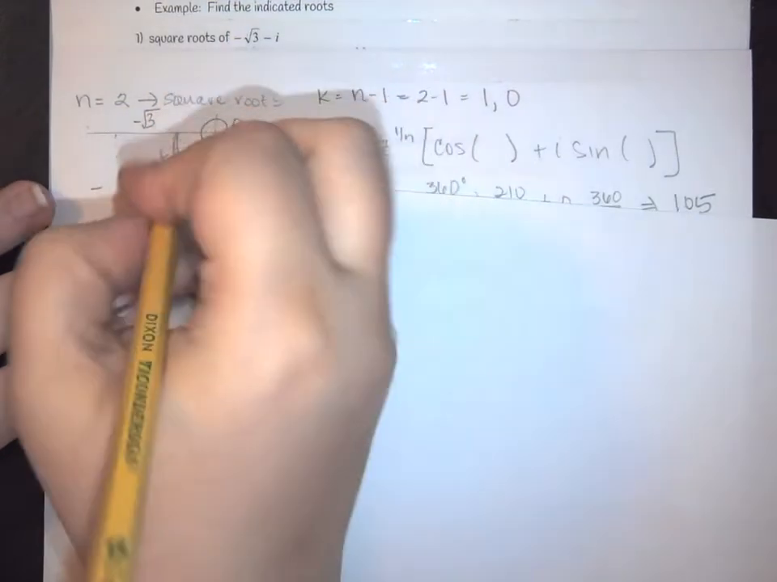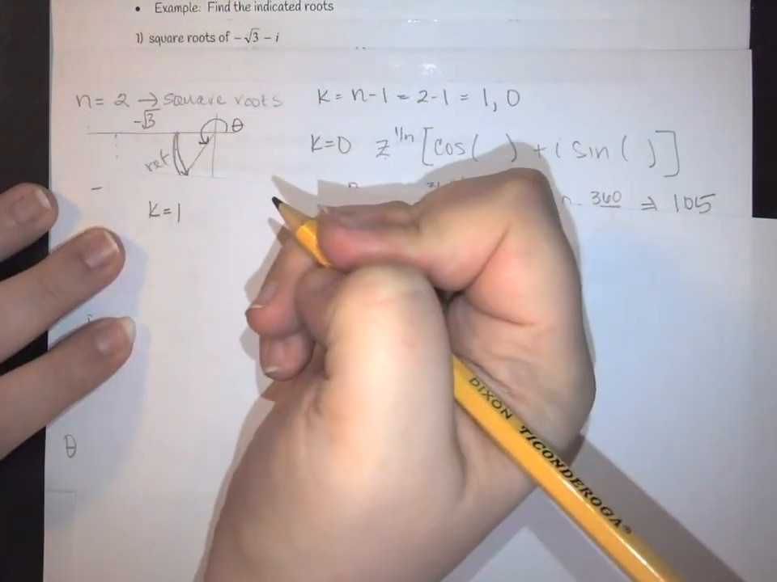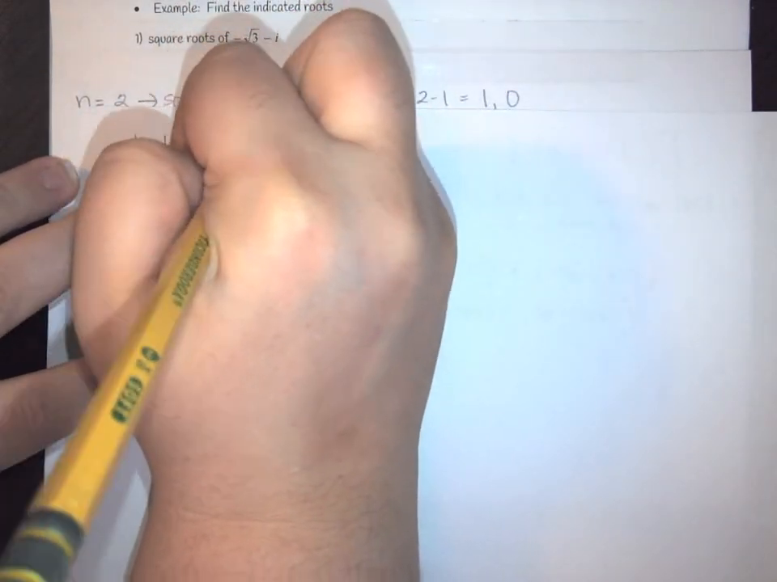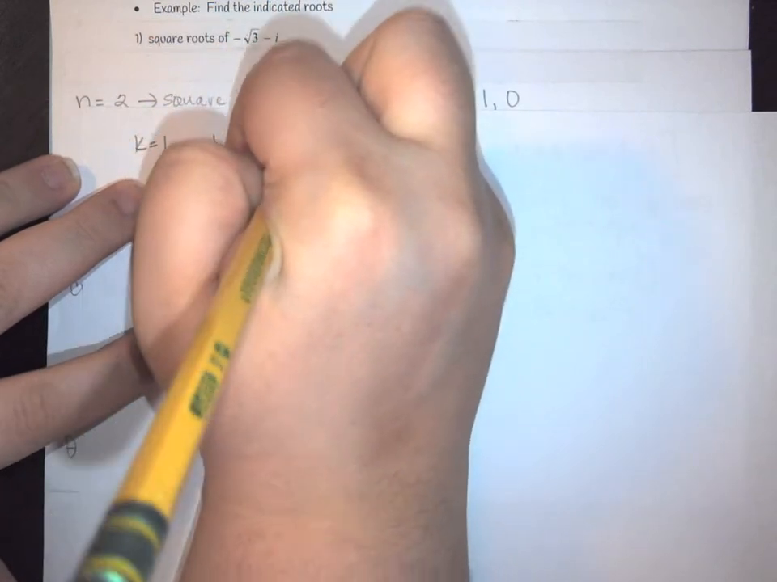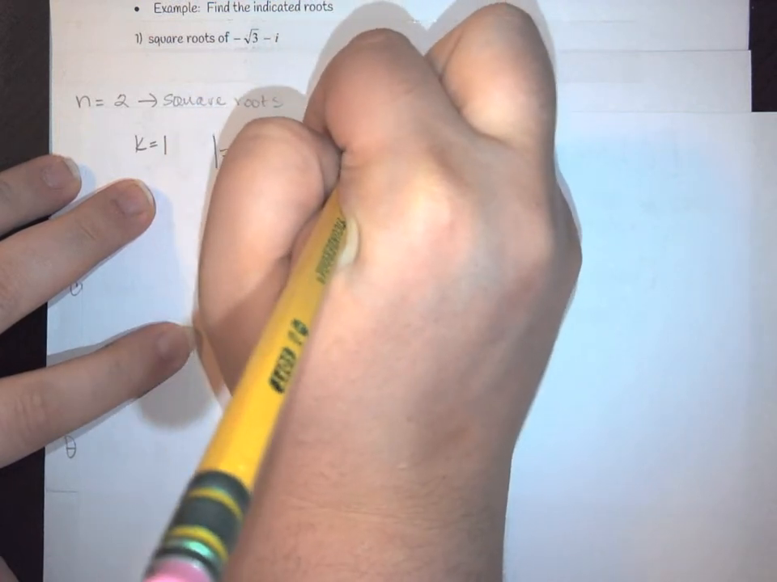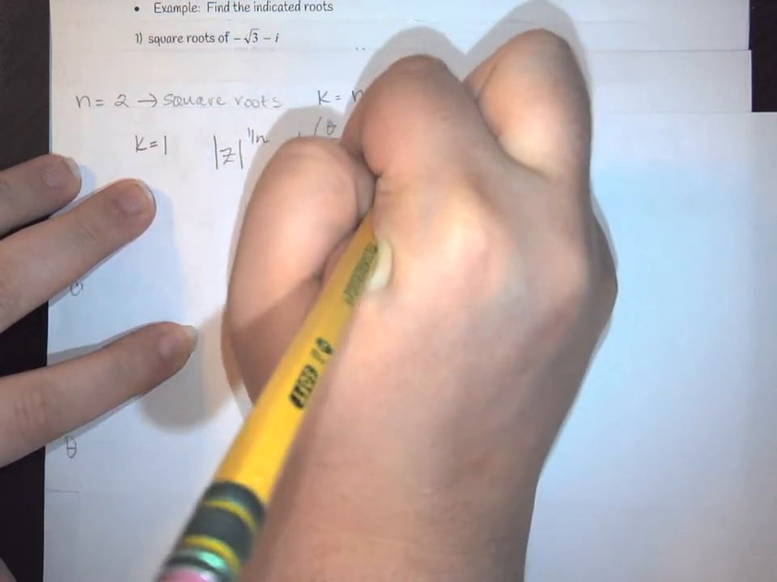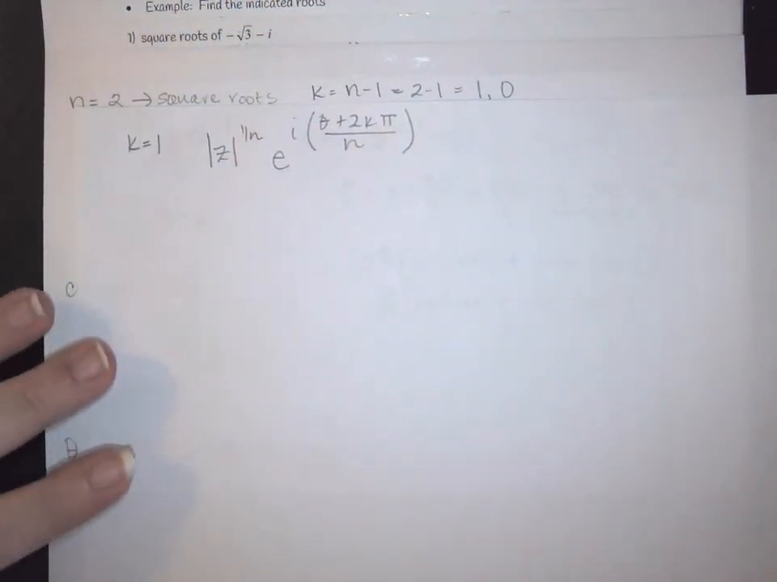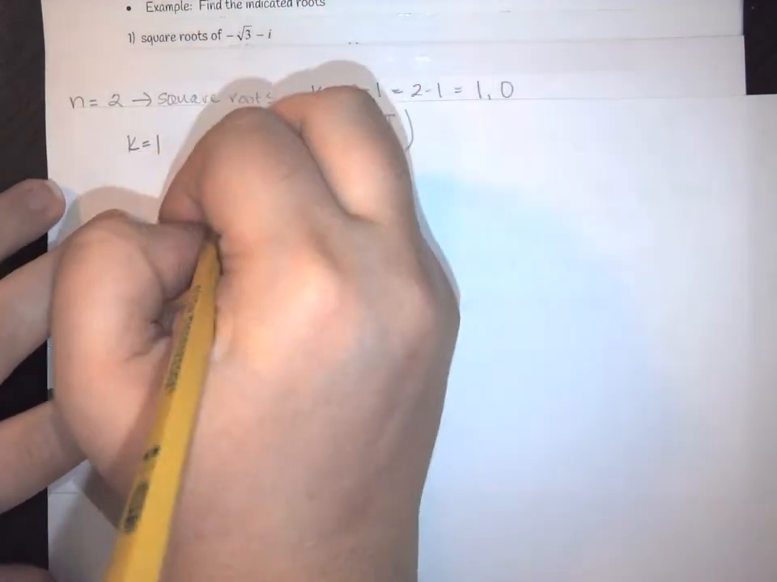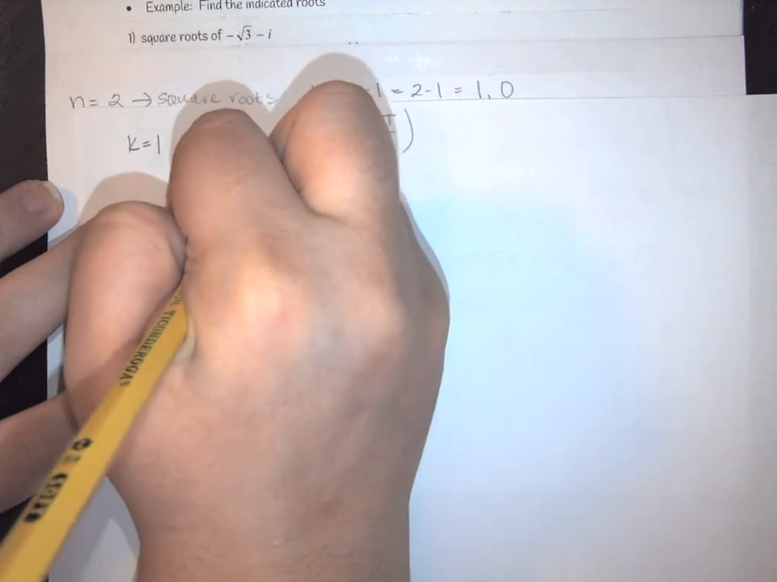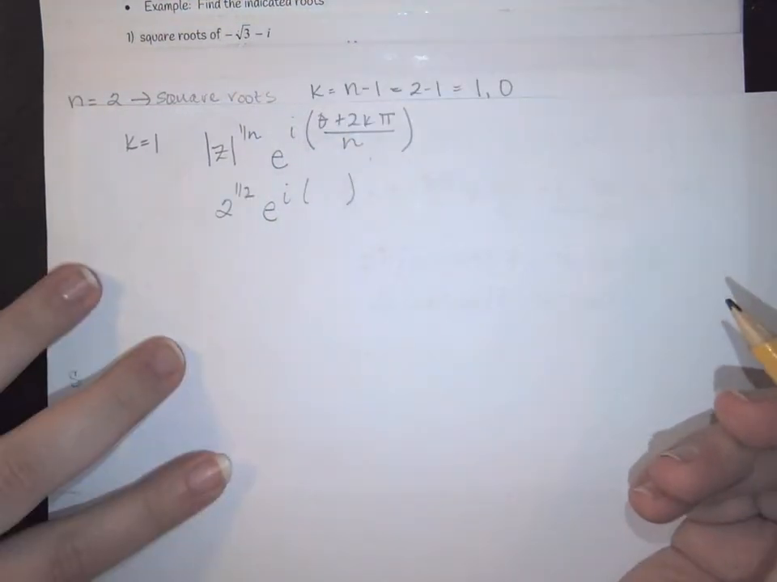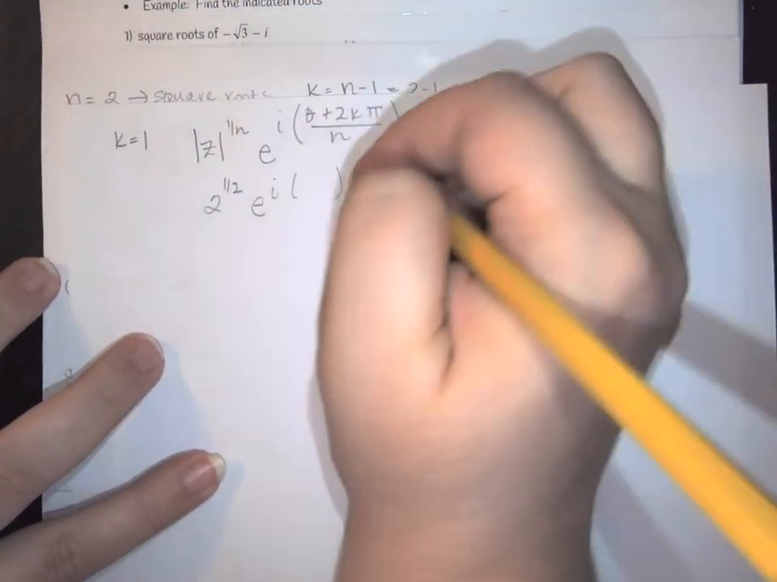So we have k equals 1, and in this case I'm going to go ahead and use Euler's formula, which says the magnitude of my z to the 1 over n, and then e to the i times my stuff, which is theta plus 2k pi all over n. So the first thing we need to do here is input what we know, but then we also need to reduce my stuff. So here this is going to be 2 to the 1/2 e to the i times my stuff. So I need to find out what that stuff is going to be. So here let's take a look at it.